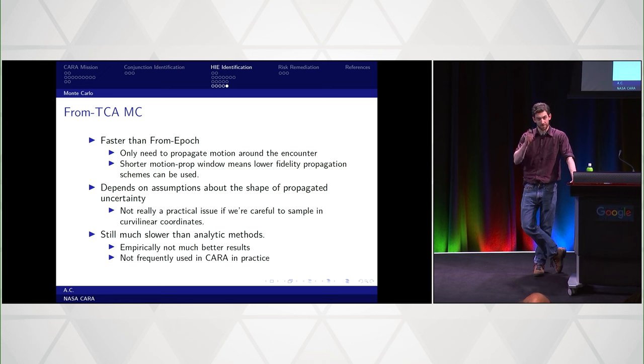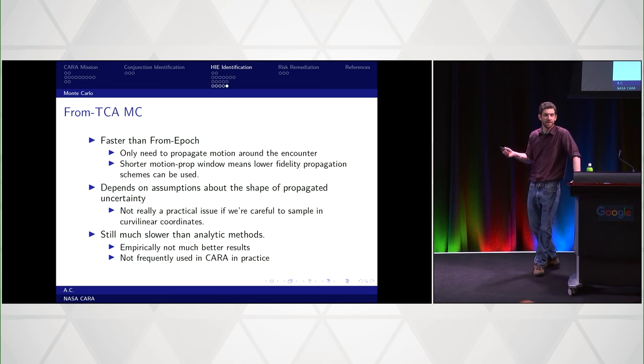Downside to this, we're starting with upsides. Upside to this is it's a lot faster. You only need to propagate motion locally around the encounter, so you're not evolving your ODE over as long a time period. And actually, because it is a shorter window of propagation, you can get away with a simpler scheme. In much the same way that 3D Pc got away with an elliptical assumption of motion, we can use something like SGP4 here and maybe not have quite such bad results as we would if we tried to do that with a from-epoch.